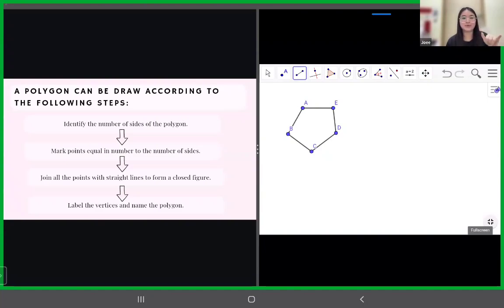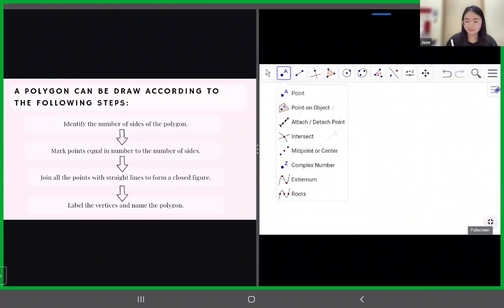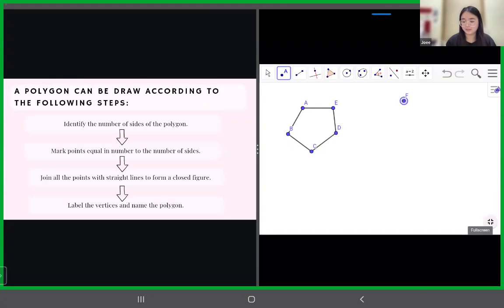So if 6 sides, then we will mark 6 points also. So we just make 6 points: 1, 2, 3, 4, 5, and 6. After you make the point, then you will join all the lines together. So from G to H, H to I, J, K, F, and G. So the shape is done.